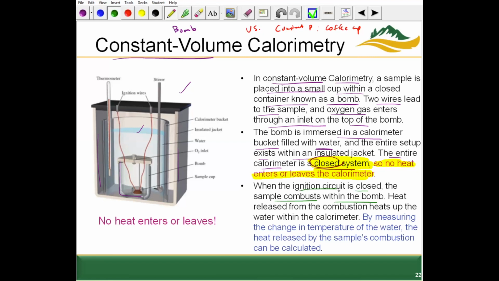When the ignition circuit is closed, the sample combusts within the bomb. Heat is released from the combustion. It heats up the water within the calorimeter. So by measuring the change in temperature of the water, the heat released by the sample combustion can be calculated. For these bomb calorimeters, though, we also need to consider what's happening to the material of the bomb calorimeter itself as well to get information about what's happening within the reaction.